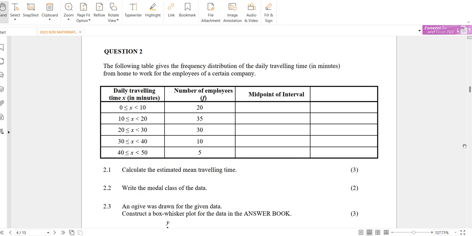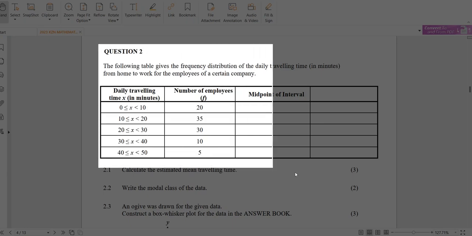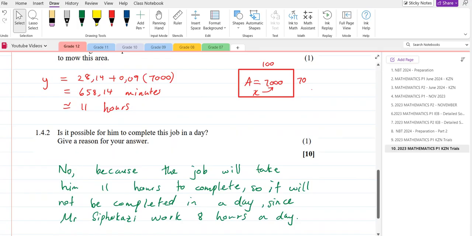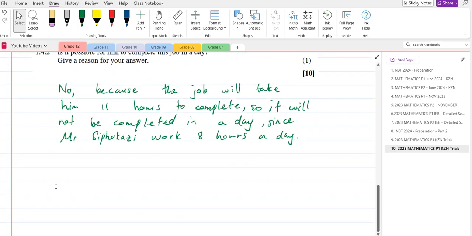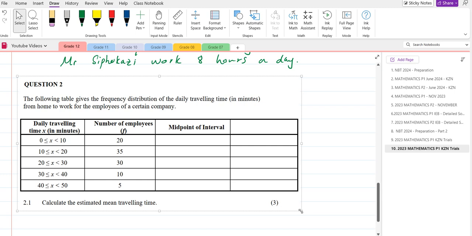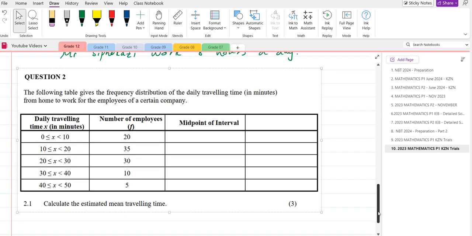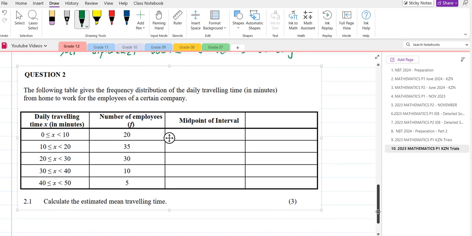Right, in question 2 we have a table with the frequencies and stuff, right? So let's see how we're going to solve this. Right, so the following table gives the frequency distribution of the daily traveling time in minutes from home to work for the employees of a certain company. Right, so what's given here is intervals, what's given here is frequencies, what's the midpoints of the intervals? Let's calculate the midpoints of the intervals. You take the lower and the upper and divide by 2.